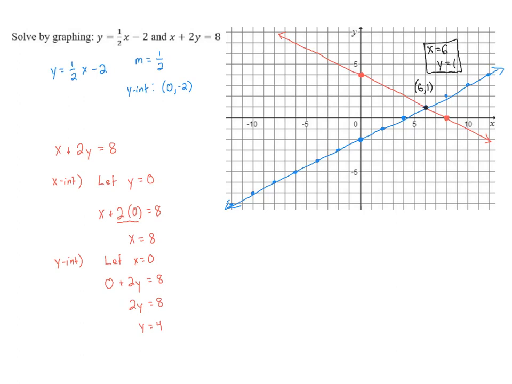If you want to check that, you can plug x equals 6 and y equals 1 into both of the original equations, and it should turn out that both of them are true. But I'm not going to do that now. I will leave that for you to do on your own.